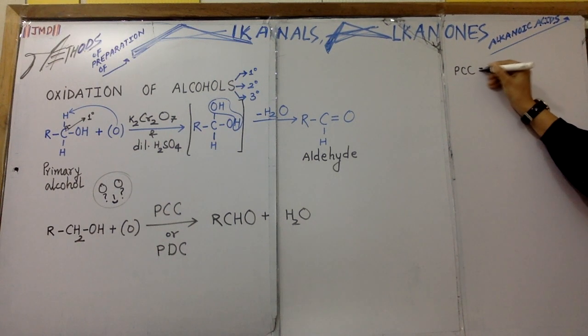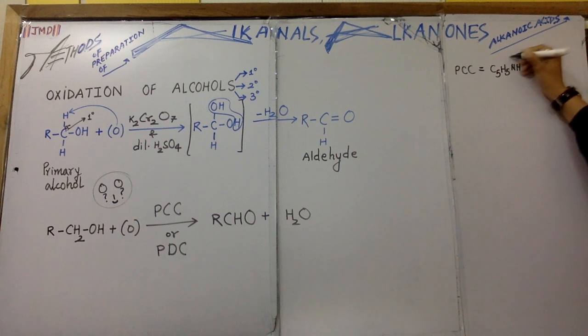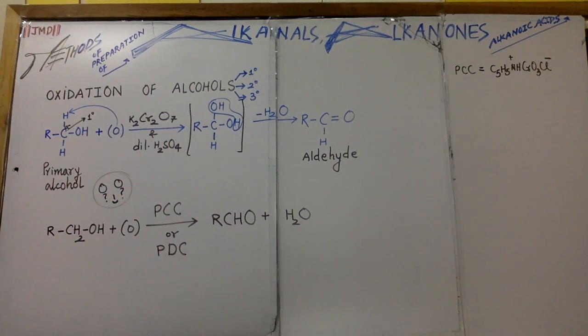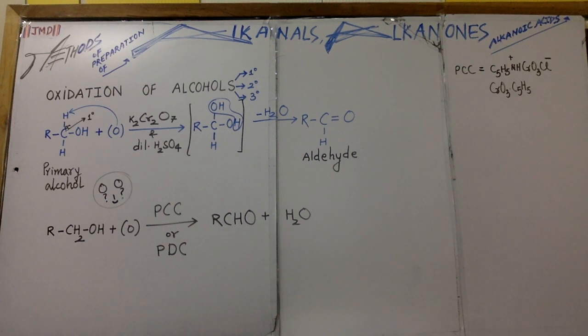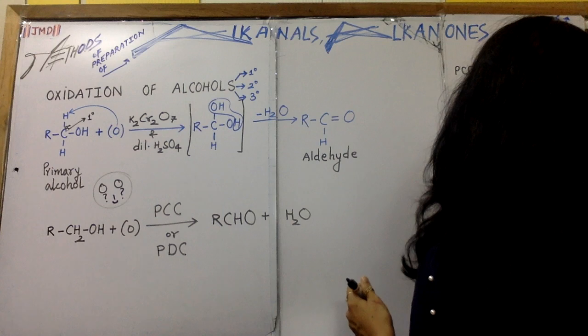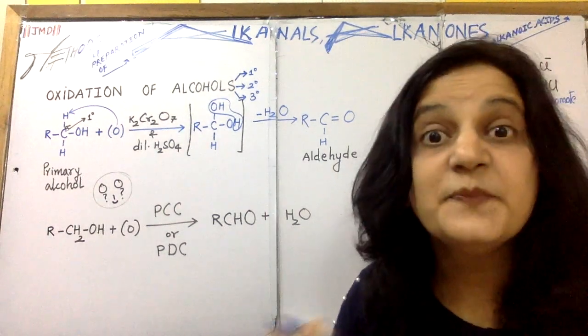PCC, children, PCC is C5H5NH plus CrO3Cl minus. छोटा सा फॉर्मूला है. So C5H5NH plus CrO3Cl minus, or simply we can write like this: CrO3.C5H5N.HCl. ऐसे भी याद कर सकते हो, PCC. What is the name of PCC? Pyridinium chlorochromate. क्या है इसका नाम? Pyridinium chlorochromate. So that's pyridinium chlorochromate, PCC.